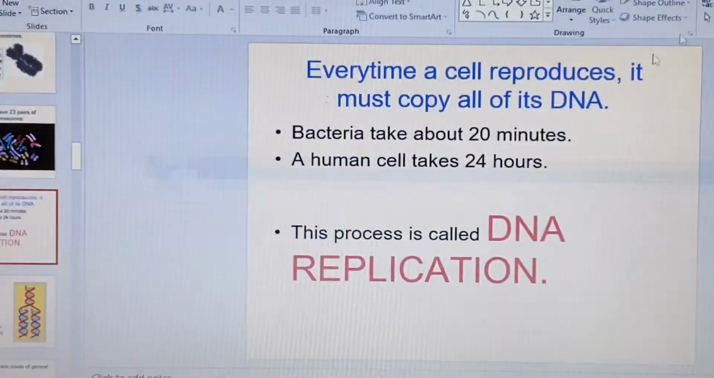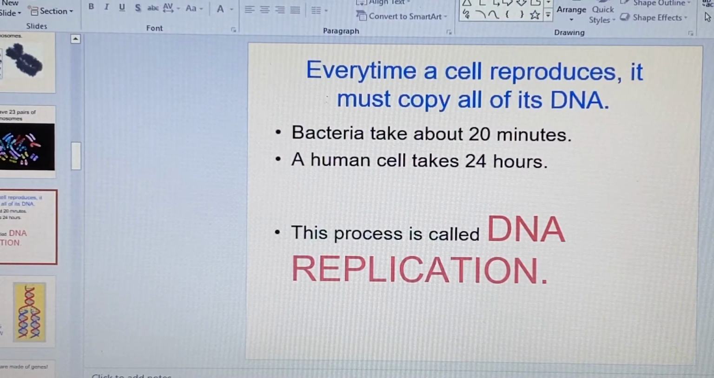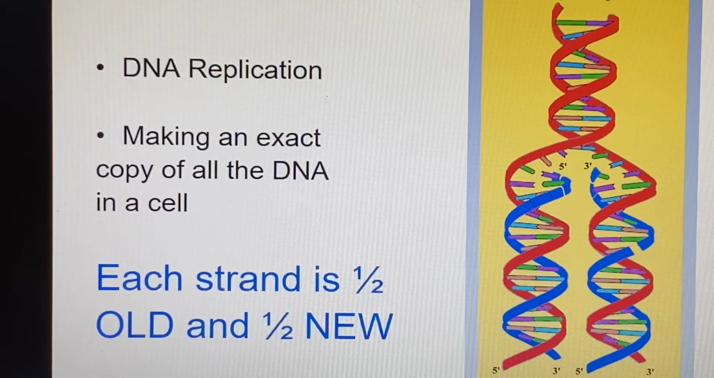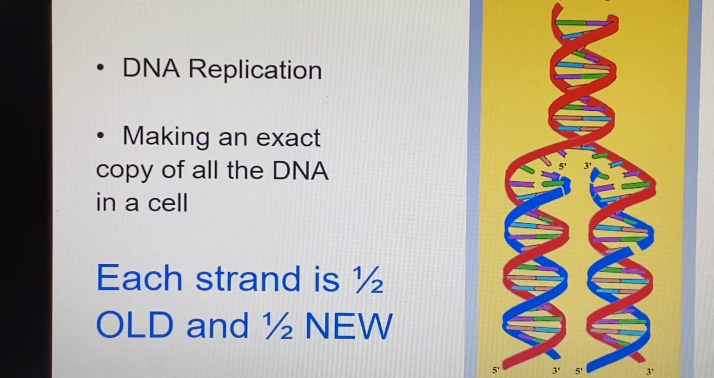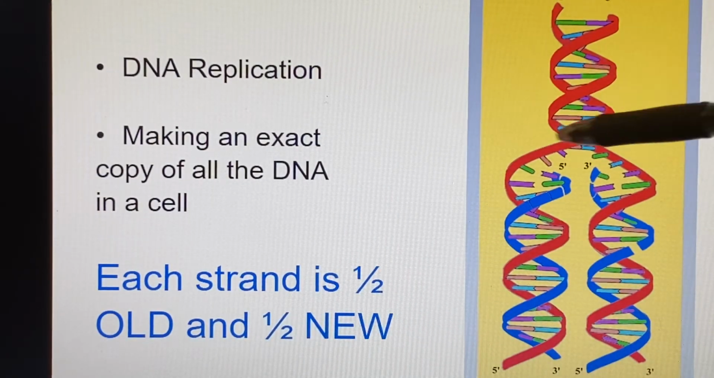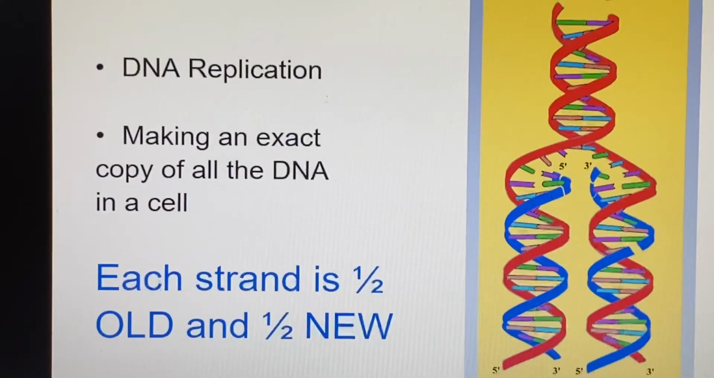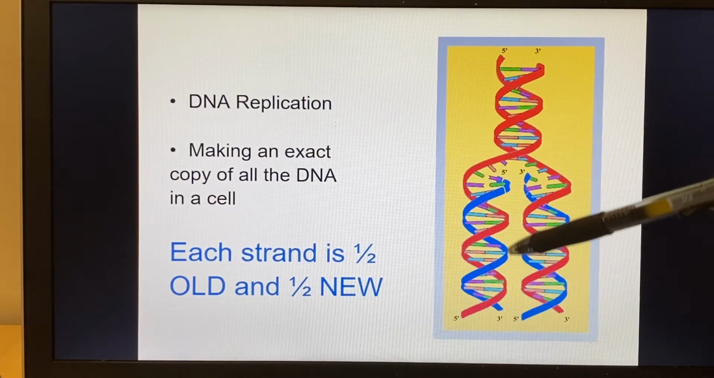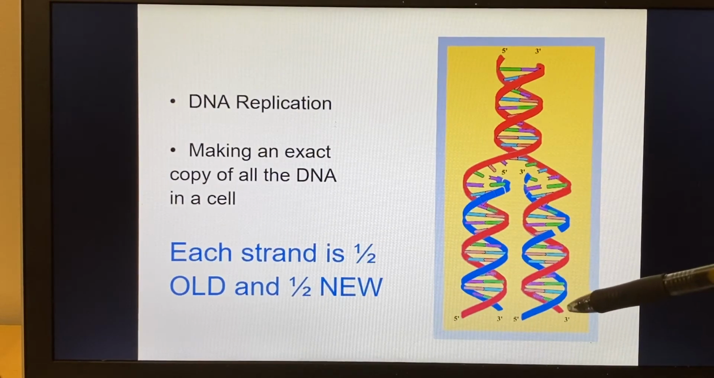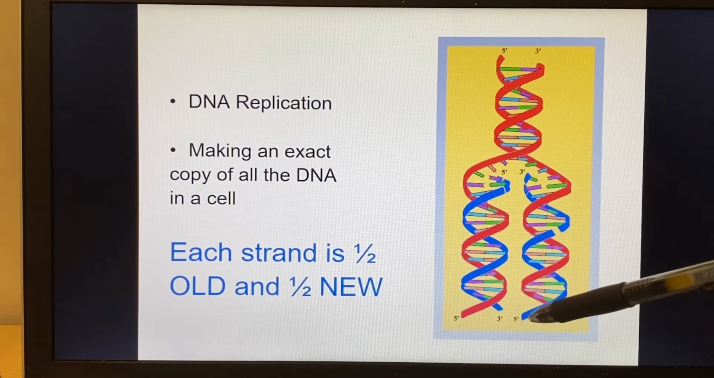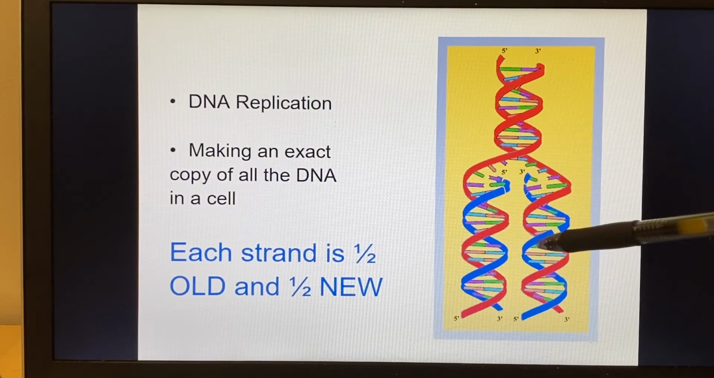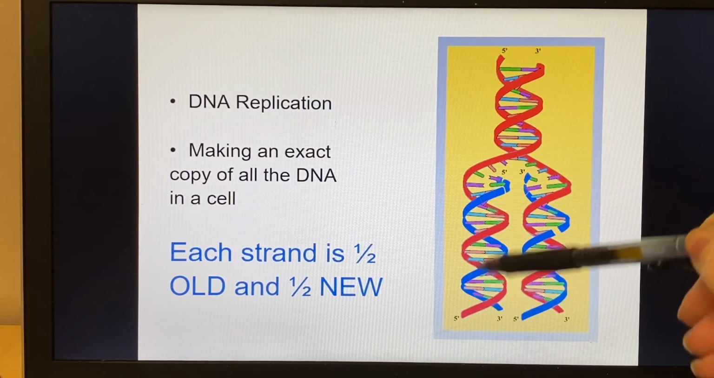Okay, so let me go back to the PowerPoint. So theoretically, here you have the original double helix, and this is where those hydrogen bonds come in really handy because the DNA molecule can just unzip. DNA polymerase comes in here, and then wherever it sees an A, it's going to add a T. Wherever it sees a G, it's going to add a C, and it does this on both strands.